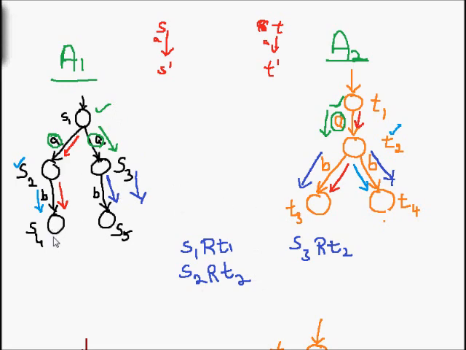So S4 has no transitions, T3 also has no transitions, S5 has no transitions, T4 also has no transitions. So S3 to S5 becomes, so here both have no transition. I can use anything. Yes.